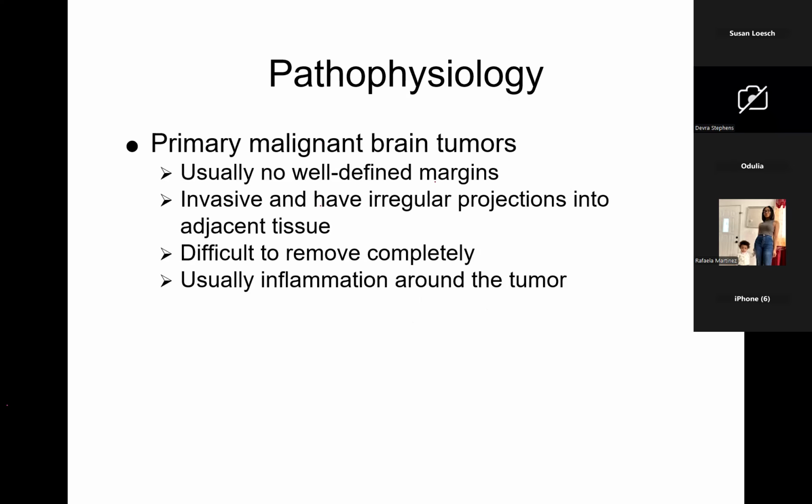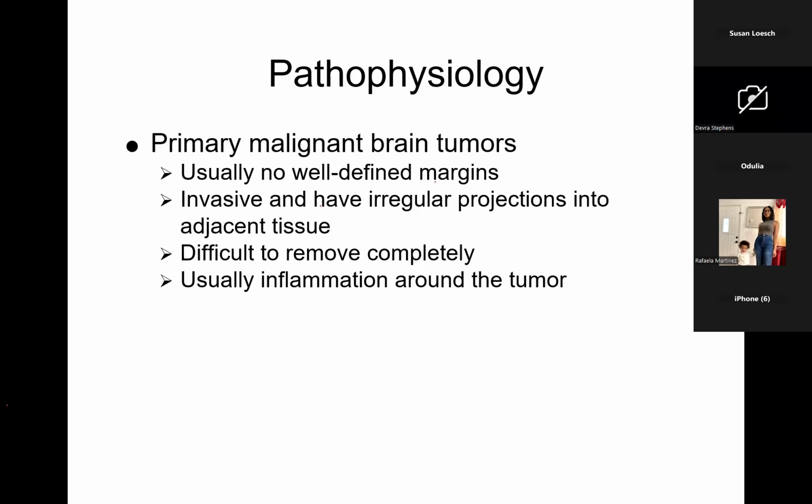Primary malignant tumors are mostly astrocytomas. And again, they don't have well-defined margins. We talked about this when we were talking about brain cells, about how brain cells are not well differentiated. So the margins look weird. They don't look anything like the other cells. They're invasive. They have irregular projections that can go into adjacent tissue, and they're hard to remove totally.